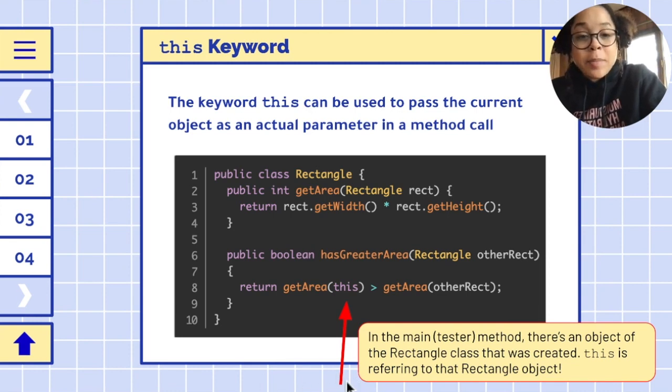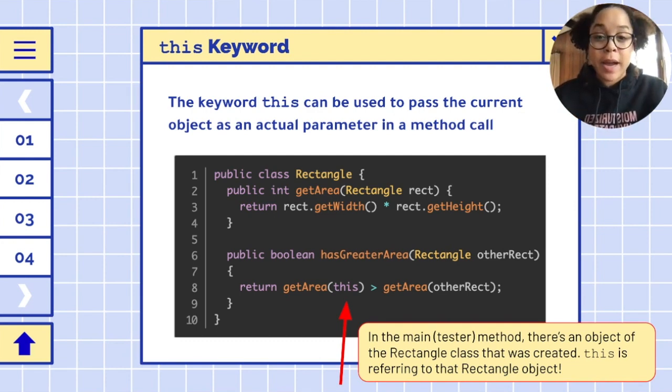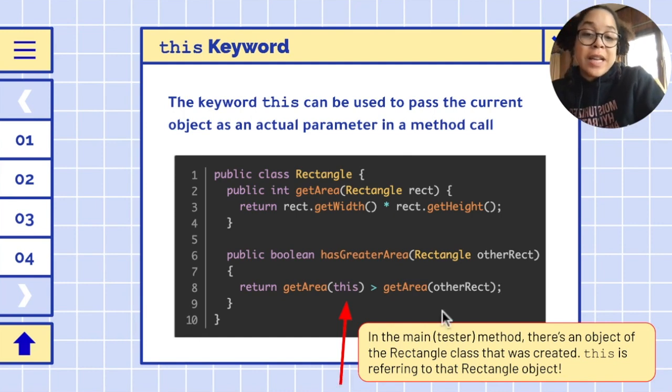When you see something like this, think about the main tester method. You're going to have a rectangle object, and that object is what this is referring to. You can use a different rectangle object then to compare which one has the greater area.